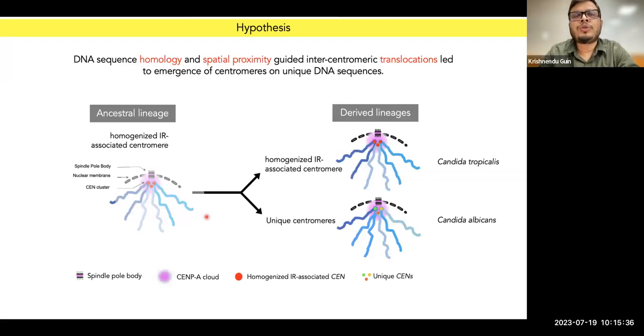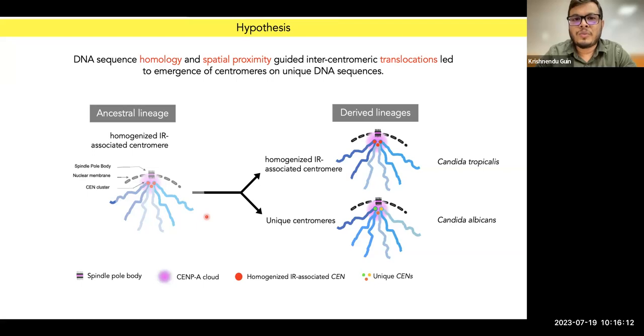One of the clues to this hypothesis that I'm going to show you now came from the preliminary analysis between the genomic sequences of Candida albicans and Candida tropicalis. That analysis showed that the centromeres are located at the synteny breakpoints between these two species. So that hinted to us that the centromere might have gone through rearrangements in the last common ancestor, but since the genome assembly of Candida tropicalis was incomplete, we could not really claim that point earlier.